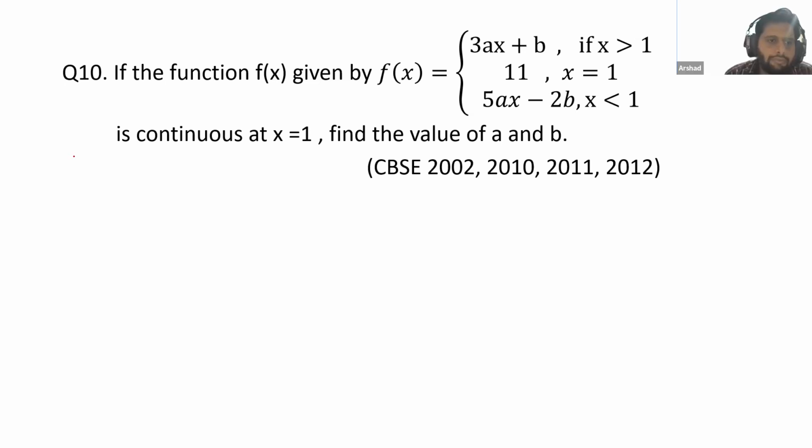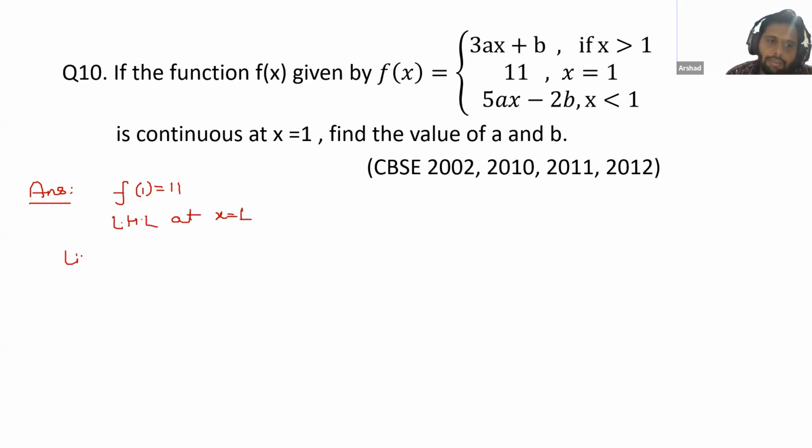Okay, so here it is given that this function is continuous at x is equal to 1. So that means the limit exists and the value also exists. Here, if you find f(1), it is equal to 11. Good. Now it is given that the function is continuous, so the limit exists. So that means LHL will be equal to RHL. So first of all, we will calculate LHL at x is equal to 1.